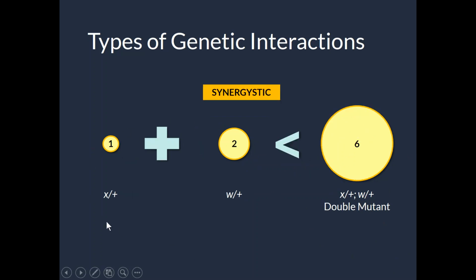Whereas for genes that interact synergistically, the phenotype of the double mutant would be more severe than you would expect from the addition of the phenotypes of the single mutants. As you can see, explaining these with a figure not only makes it easier for the audience to visualize what these concepts mean, but it also makes the presentation more interesting.